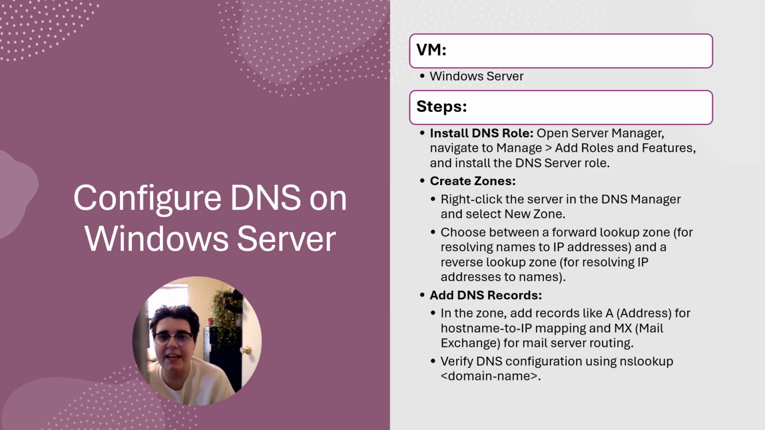On Windows Server, DNS is configured using the DNS Server role. Once installed, you can create both forward and reverse lookup zones. Forward lookup zones map domain names to IP addresses, while reverse lookup zones do the opposite. After creating these zones, you can add DNS records such as A records for host names and MX records for email servers. It's important to verify that these records are accurate, since any misconfiguration can lead to server outages. With that overview complete, let's look at how DNS is configured on Ubuntu using BIND.